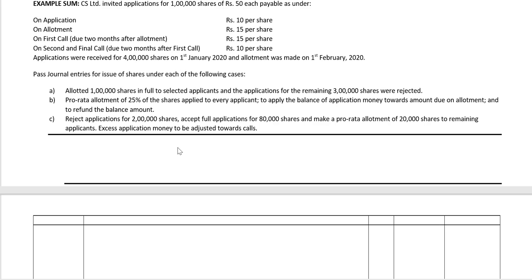So we have 3 cases given. On going through the cases, we find that case A is rejection and refund of application money. Case B is pro rata allotment or partial allotment of shares. And case C is a combination of rejection of shares and pro rata or partial allotment. We'll deal with each of these 3 cases in detail. We'll begin with case A.